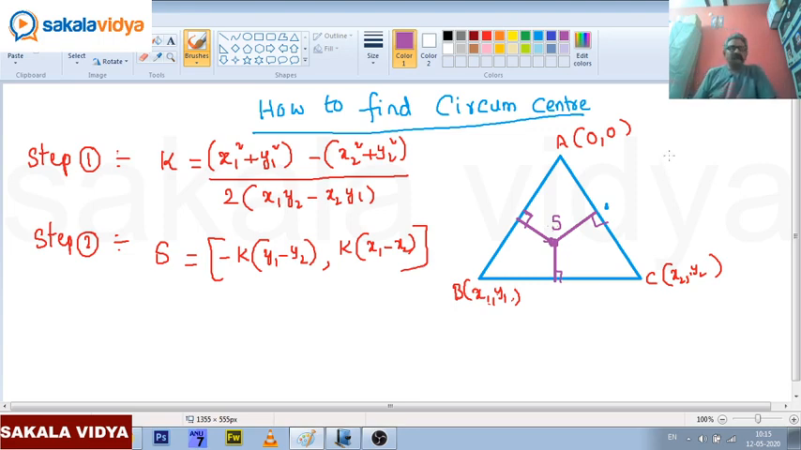Now, for example, if the vertex is not the origin, then what do we need to do? Subtract that vertex from all the points, so it becomes the origin. Then find the answer like this. After getting the answer, add the coordinates (x1, y1) back to it, and you get the circumcenter. So first let us find it now.